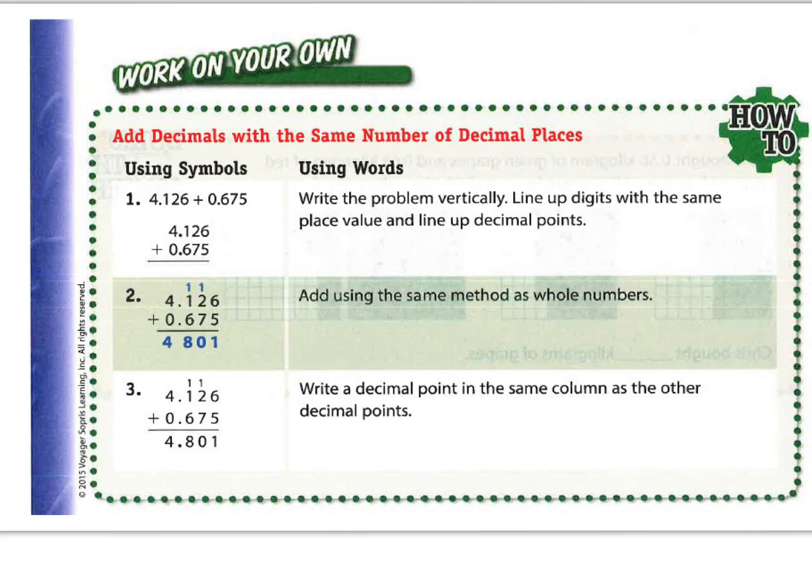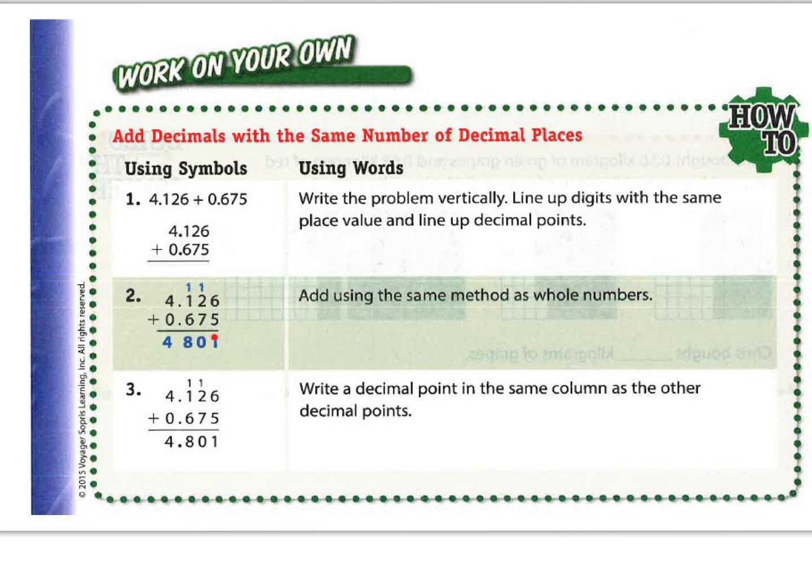All right, this says using symbols. Here it is with symbols. Notice that they rewrote it. So you're going to write the problem vertically like this. You're going to line up the digits with the same place value and line up the decimal points. That is what helps most when you're doing decimals. Then add using the same method as whole numbers. So you start at the furthest to the right.